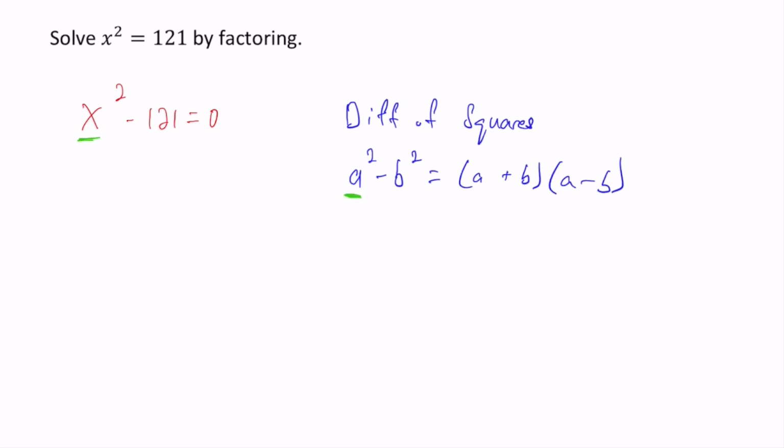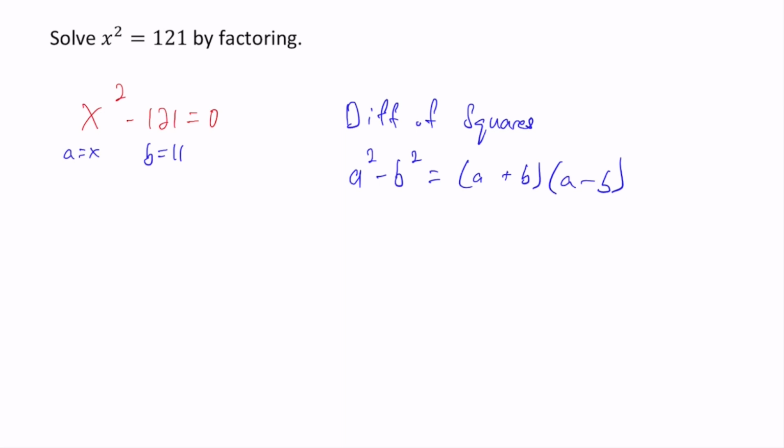So in this case, we see that our a squared corresponds to our x squared. So a will equal x. And here we see that our b squared corresponds to 121. And therefore our b equals the square root of 121, which is 11. So that being said, we found our a and our b.